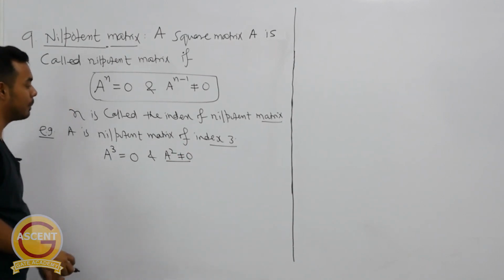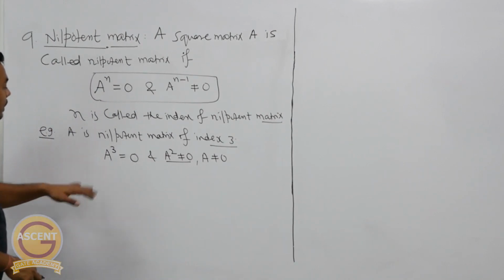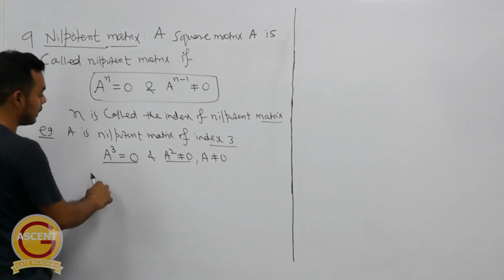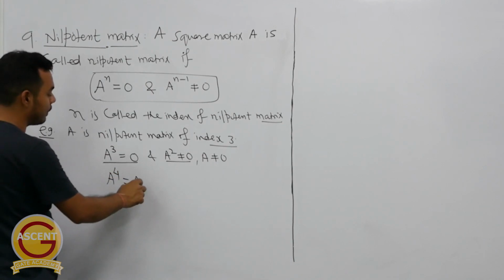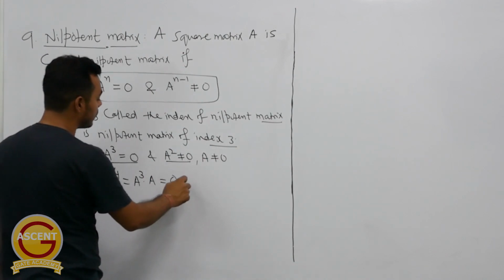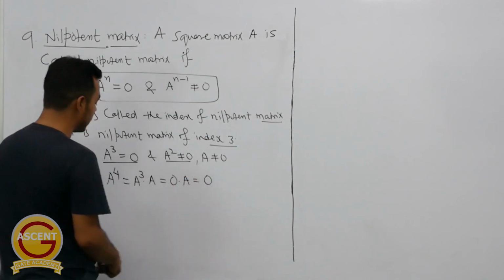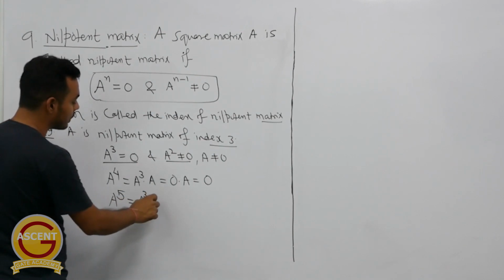A square is not a null matrix, A is not a null matrix, A cube is a null matrix. Now the moment this A cube is a null matrix, all the other powers of A will be null matrix. For example, A to the power 4, you can write as A cube into A. Now A cube is a null matrix, so this will be null matrix into A, which is a null matrix. Similarly, you can show that A to the power 5 is also a null matrix.